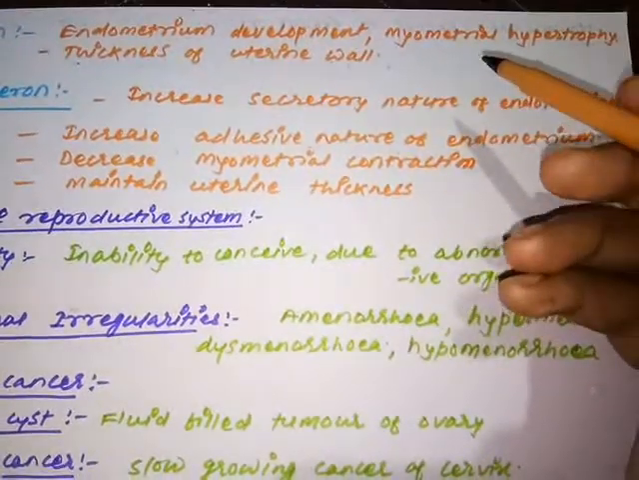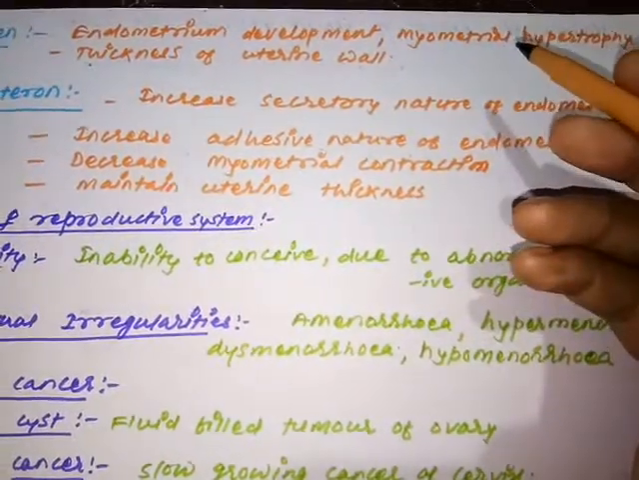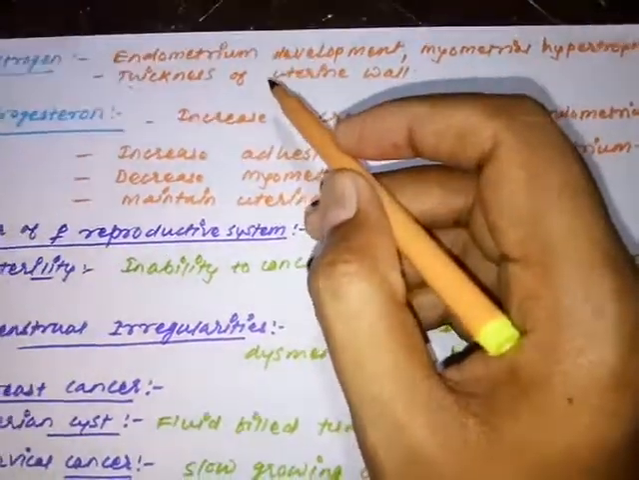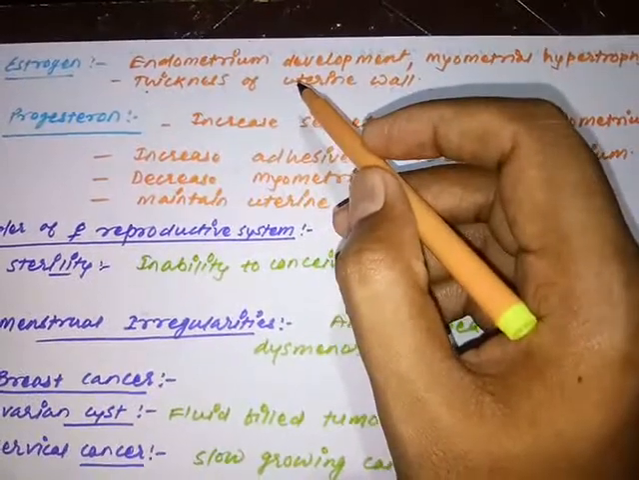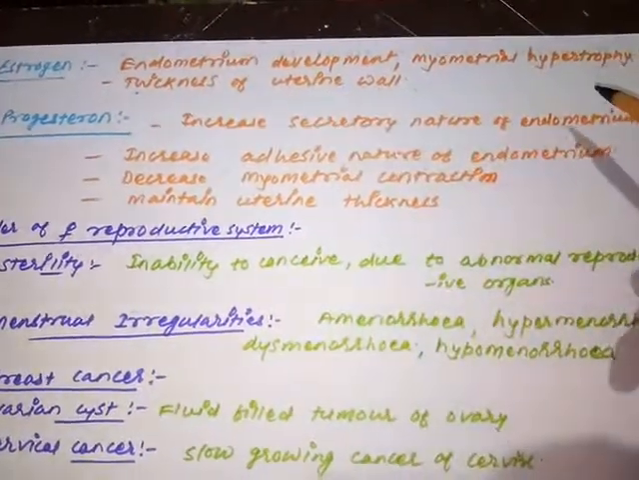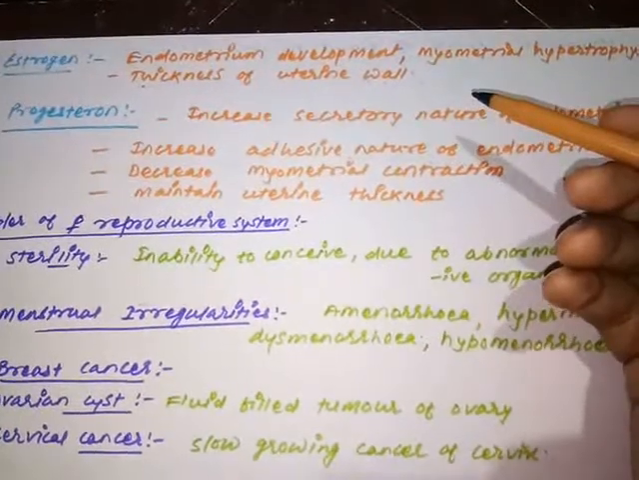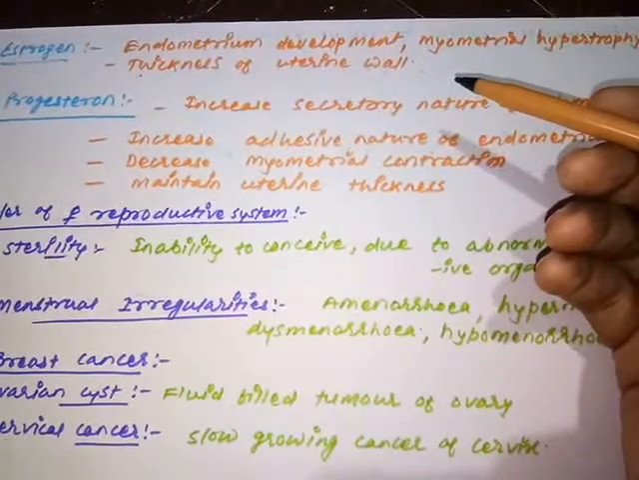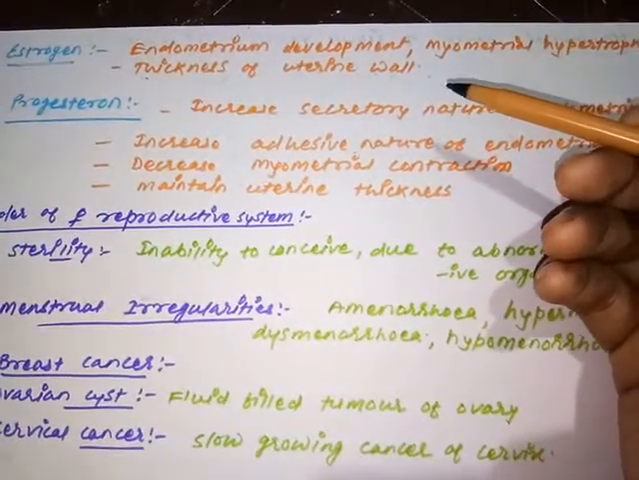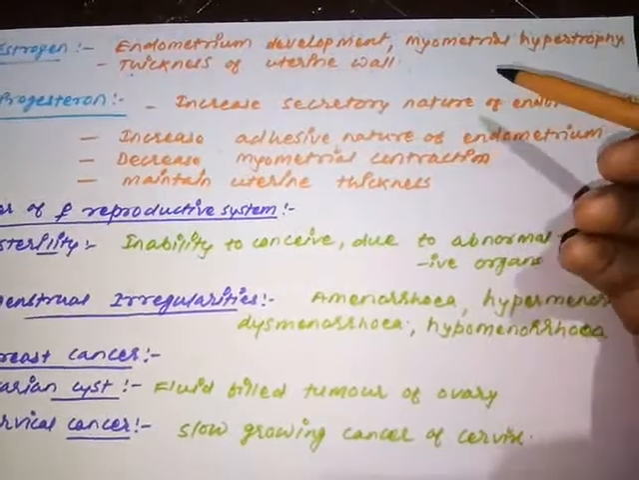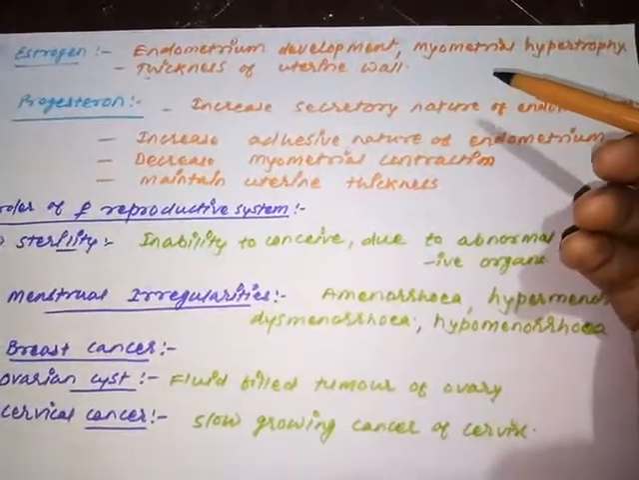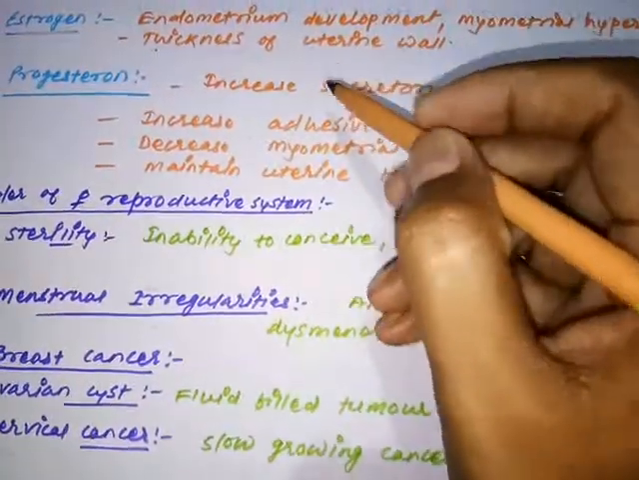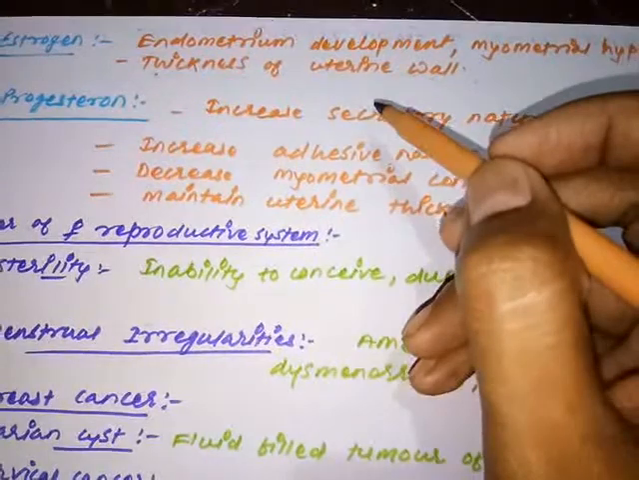Myometrial hypertrophy. I don't think the word myometrial is new. The middle layer of the uterus is the myometrium. So estrogen is responsible for the growth and development of endometrium. And what does myometrial hypertrophy mean? Endometrial development means that during the menstrual cycle, when the complete endometrium is shed, it is going to be regenerated under the influence of estrogen only, and it also provides the stimulus for the myometrial lining to get thickened. So estrogen is involved with the thickness of the uterine wall.